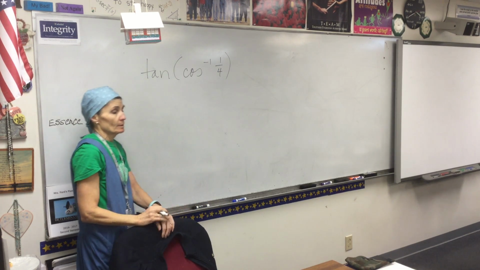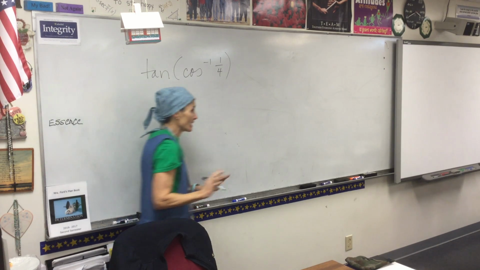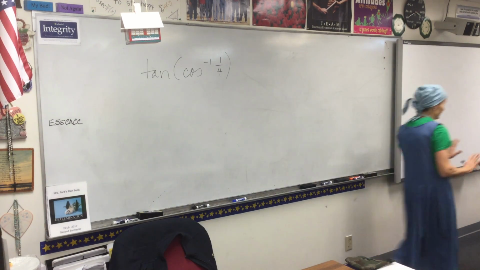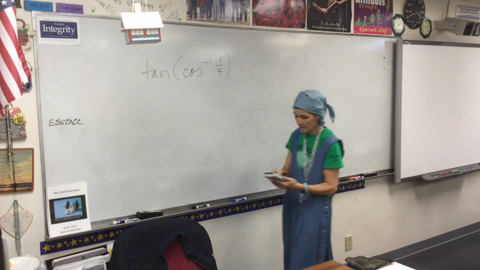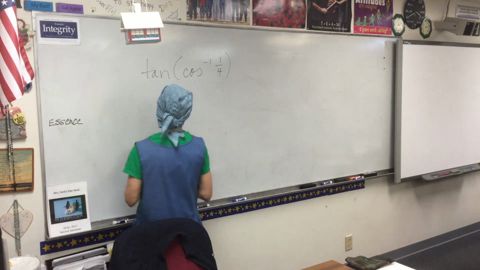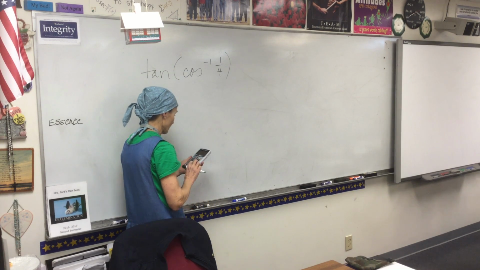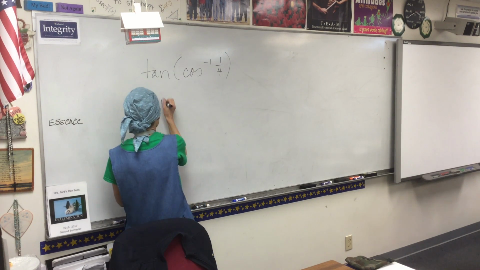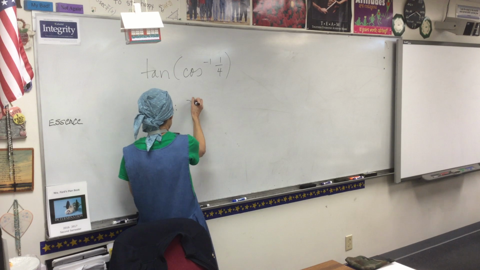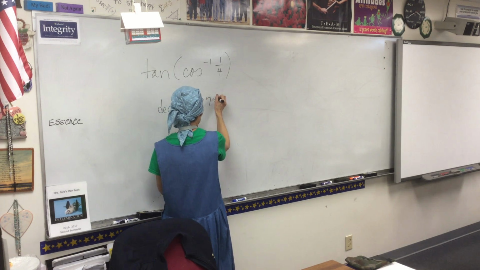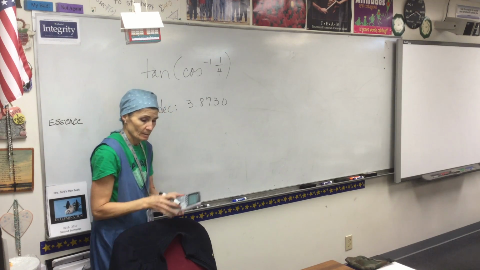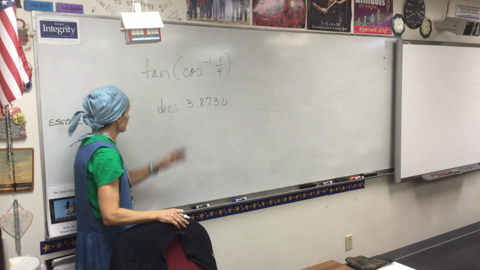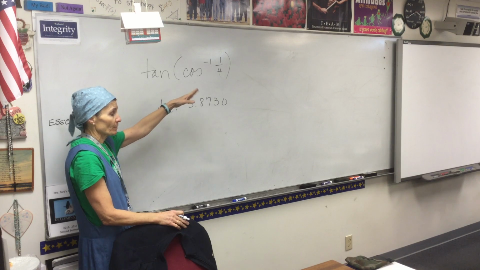Okay? So if we're doing it on our calculator, that is easy. The calculator part is simple. We just type in tangent, second cosine, 1/4. So the decimal value is 3.8730. That would be the decimal value. So just type it in, just like I wrote it.